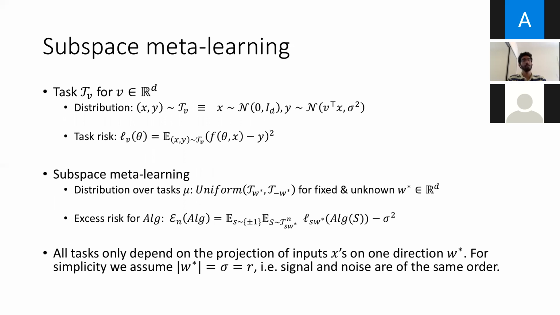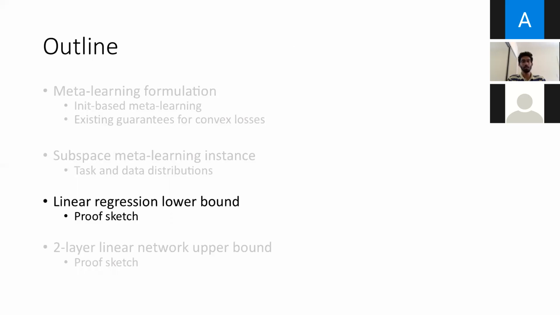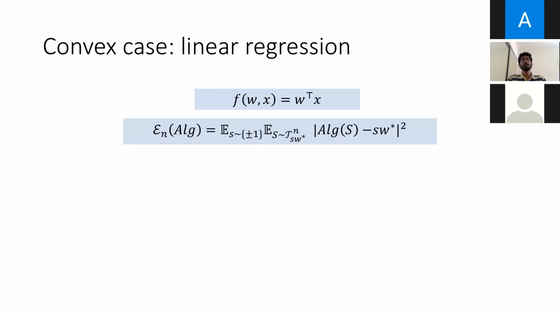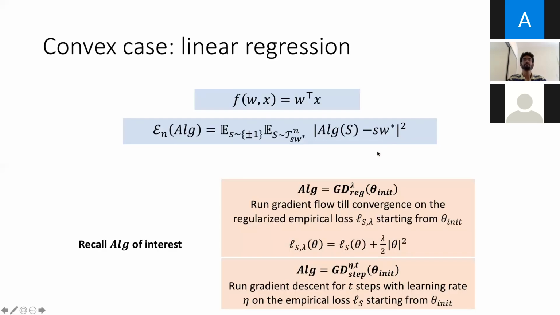Okay, cool. So now I'll describe the lower bound for linear regression. As I said, the prediction is just linear in W, and for the distribution of tasks that are defined, the excess risk is just the difference between the prediction of the algorithm and the true classifier, which is plus or minus W star. And recall that the algorithms of interest are either running gradient flow on this regularized loss, or running T steps of gradient descent with some fixed eta.